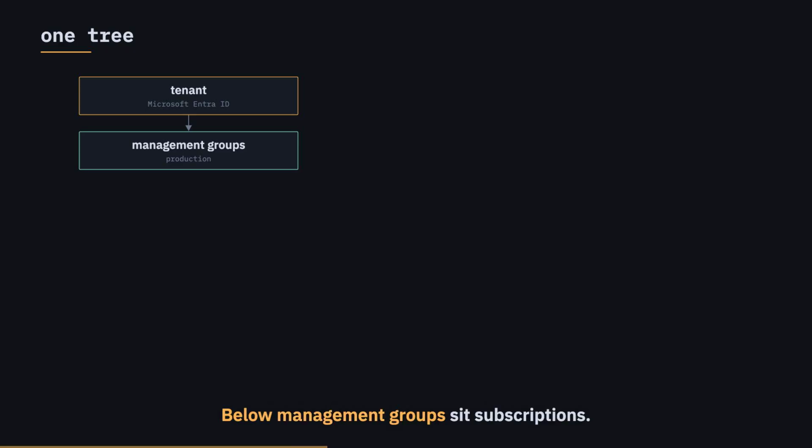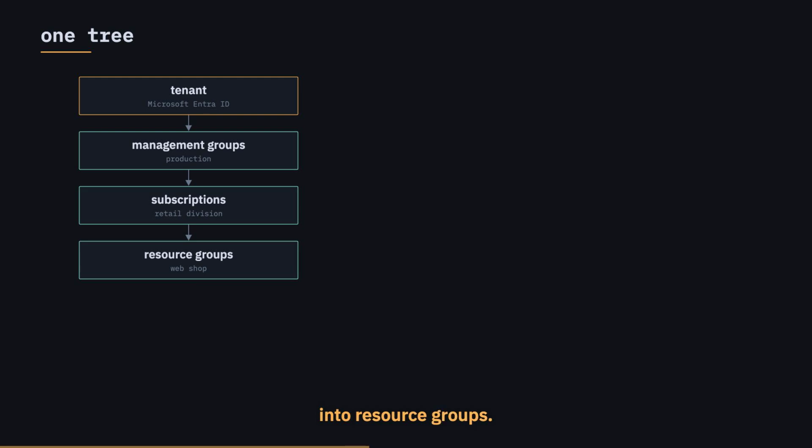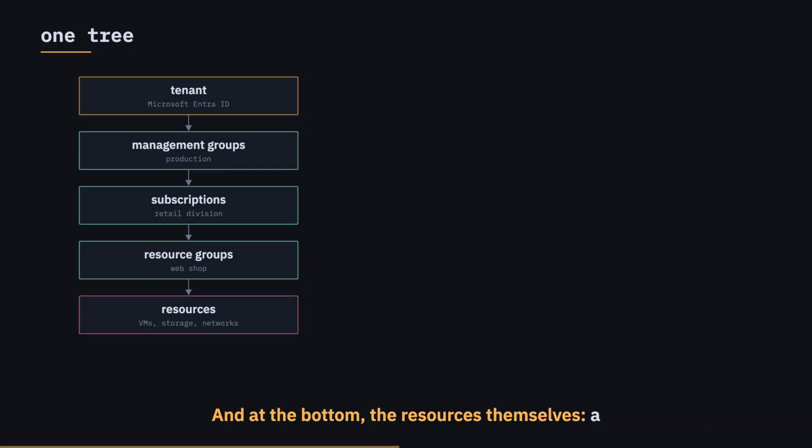Below management groups sit subscriptions. A subscription is a billing boundary and an access boundary. Every resource you create is paid for and governed through exactly one subscription. Inside a subscription, resources are gathered into resource groups. A resource group is a logical container for things that share a lifecycle, deployed together, deleted together. And at the bottom, the resources themselves, a virtual machine, a storage account, a virtual network.